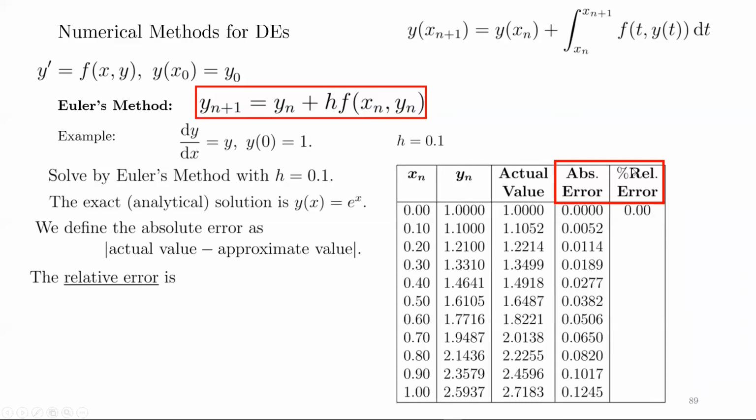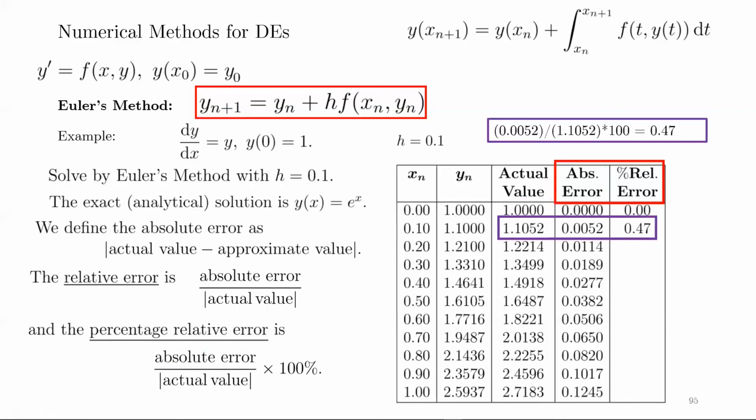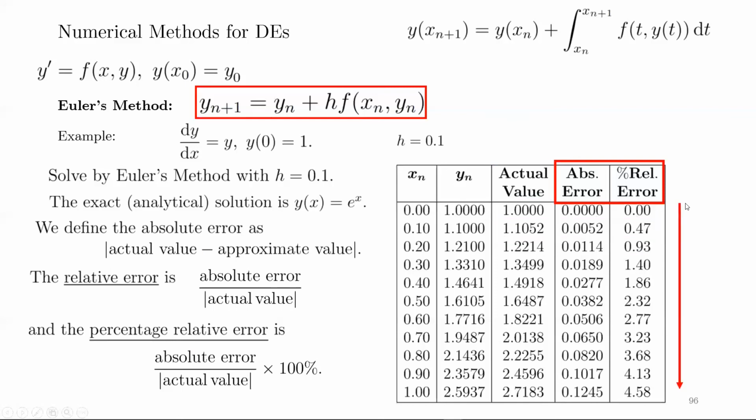The second column here, this relative error, is just the absolute error, so what we just calculated there, actual value minus the approximate value, divided by the absolute value of the actual value. And of course, to turn that into a percentage, we would just multiply that by 100%. So the absolute error is 0.0052, divided by the actual value, 1.1052, multiplied by 100%, is 0.47%. And as we go on here, we can calculate that for every step we took in the numerical method. And what we find is at the end, the approximate value that we had has a percentage relative error of 4.5% or so.